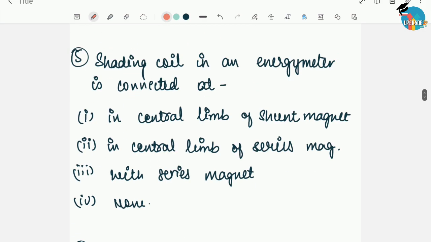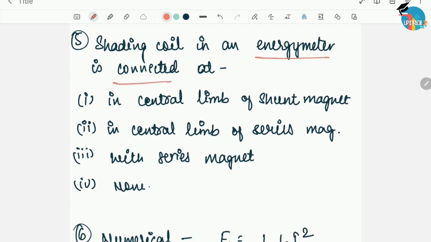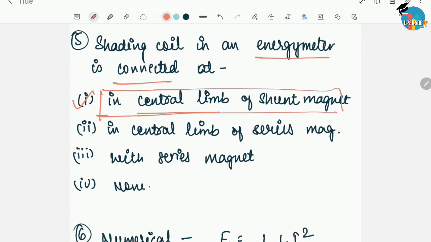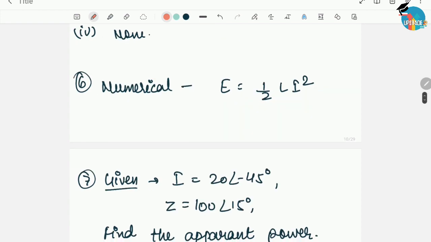Moving on to the next question. Shading coil in an energy meter is connected at. The options were given as that it is connected in the central limb of the shunt magnet, B, central limb of the series magnet, with the series magnet, or something like that was asked. So the correct answer is option A, that is shading coil in an energy meter is always connected in the central limb of the shunt magnet. Correct option is option A. Moving on to the next question.